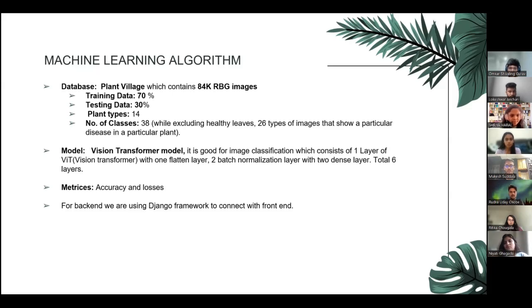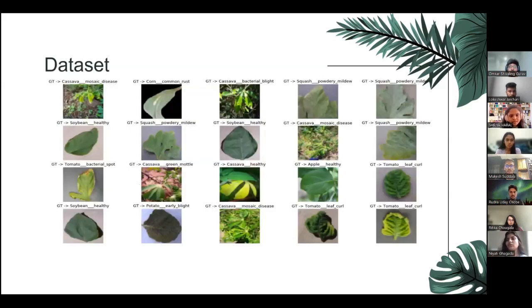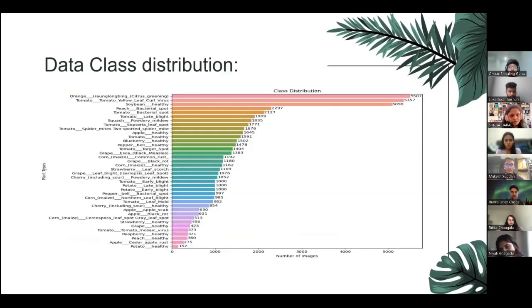Next slide, please. So this is basically the images of the data which we are going to be working on. These are all RGB images. Next slide, please. Depending upon the images, we have a class distribution to check which has the most number of images in our data set. As you can see, orange has the most images in the data set which we'll be using. Next slide, please.